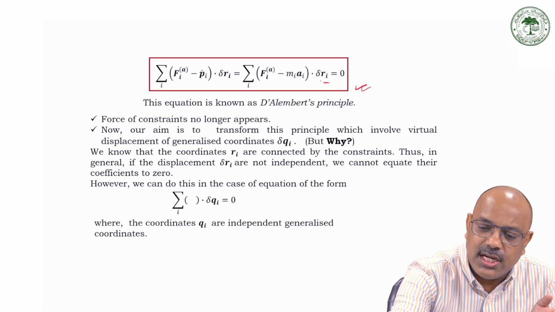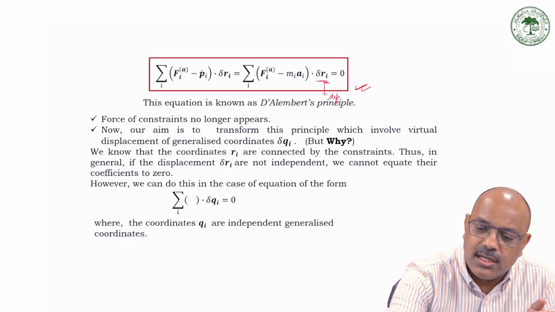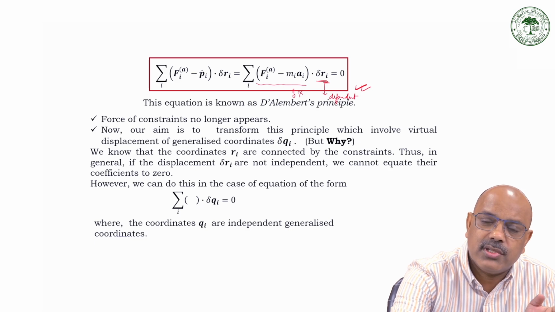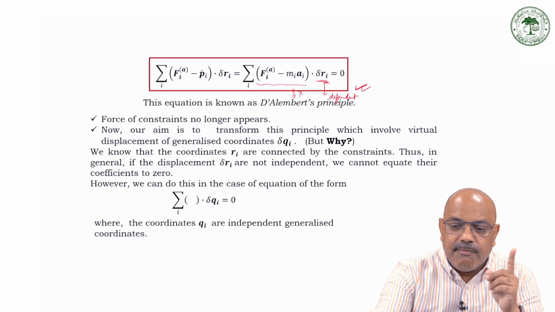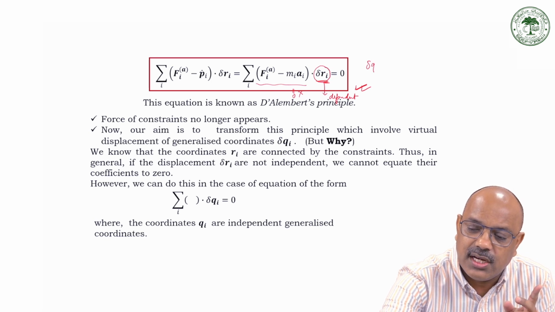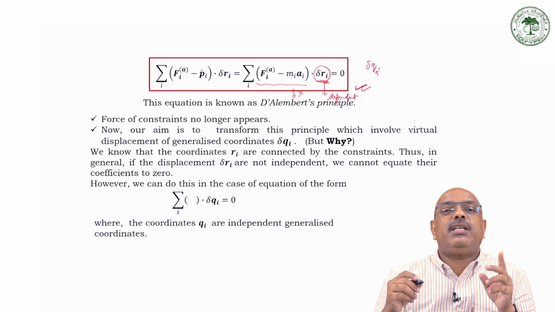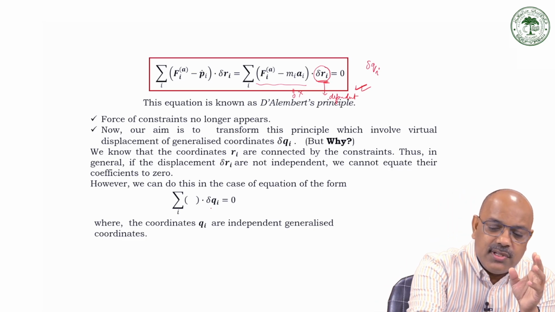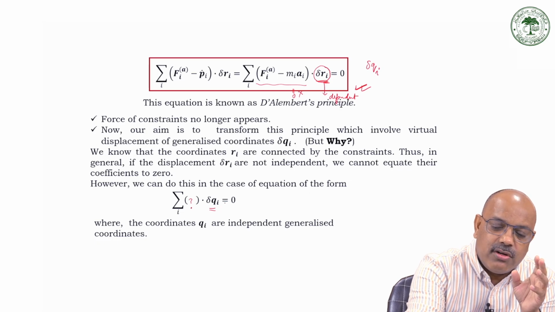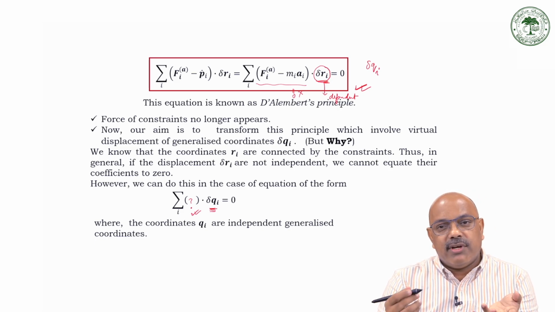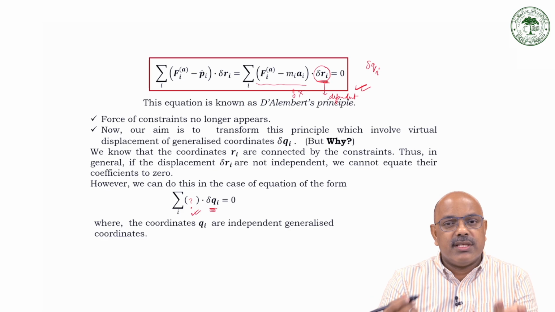If these are not independent, so they are dependent, we cannot put this equal to 0. But if my displacement is in terms of the generalized coordinates, and we know that generalized coordinates are independent, then whatever the coefficient is, which is going to be the force, I can put that coefficient equal to 0, and from there we can find the different conditions and different dynamics of the system.